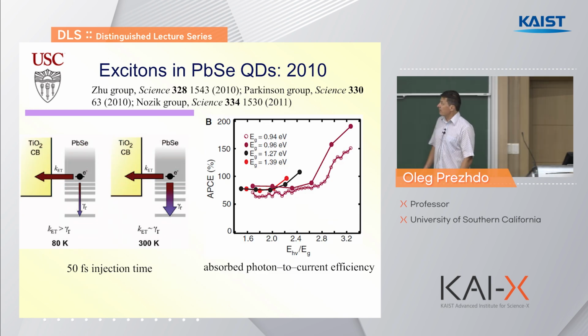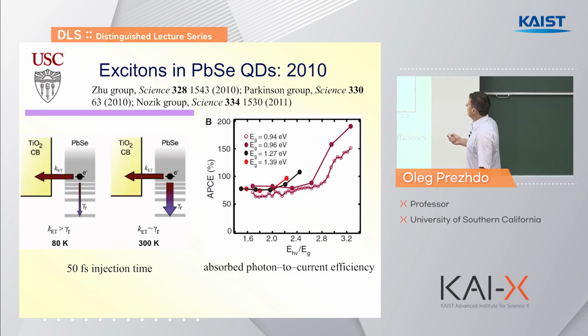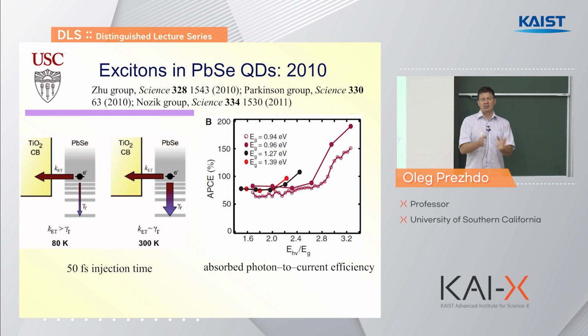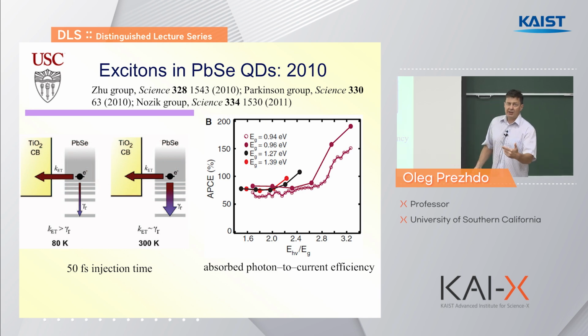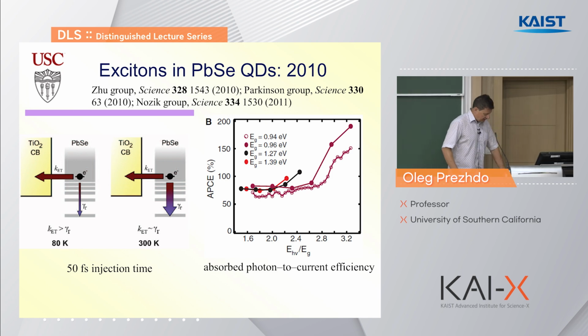And then in 2010 or so, finally people could, so all this was done by optical experiments, but in a solar cell you need current. So the ultimate proof of this phenomenon has to be shown by some current measurements. So in this case, they converted photons into current, and they could see that this conversion, absorbed photon to current efficiency, could be more than 100%. So the effect is there, but again, it's not 300%, it's maybe 150% or so.